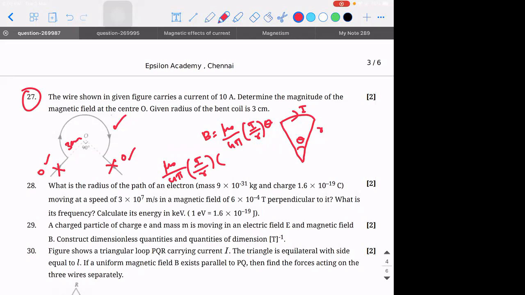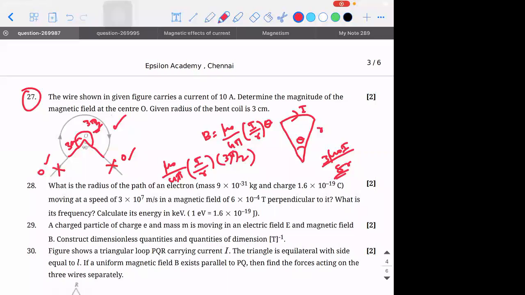Theta, pi by 2? Again a common mistake. You should not take the external angle. You should take the interior angle. They gave you that 90 to confuse you. It is 3 pi by 2. Okay, it is 3 pi by 2. Cancel pi pi. So answer will be 3 times mu naught I divided by 8R.